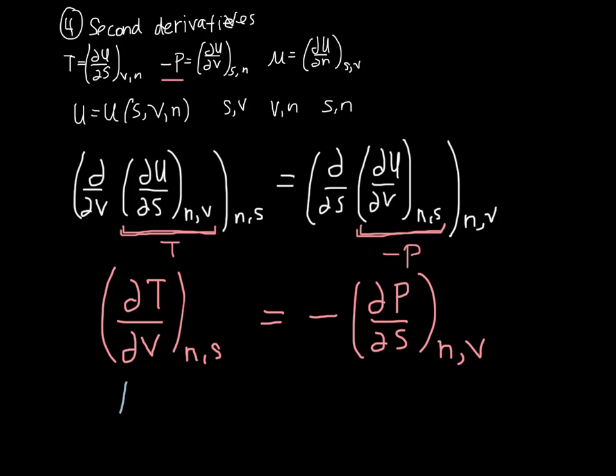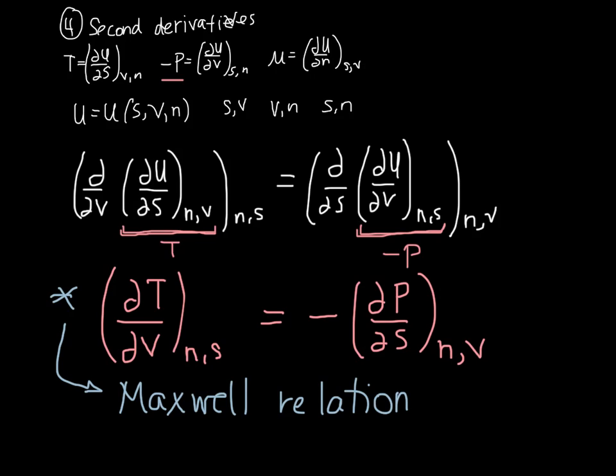But this is an example of how it works, and this expression right here is one of the Maxwell relationships for you. If we do the second derivatives of V and N or S and N, we would end up with the other two.